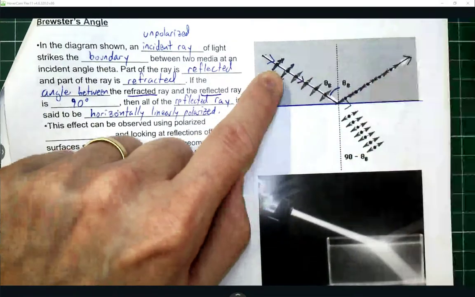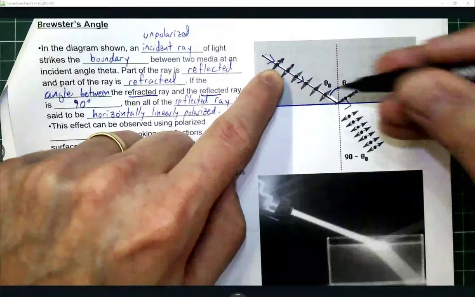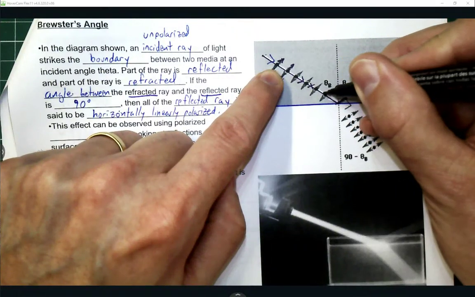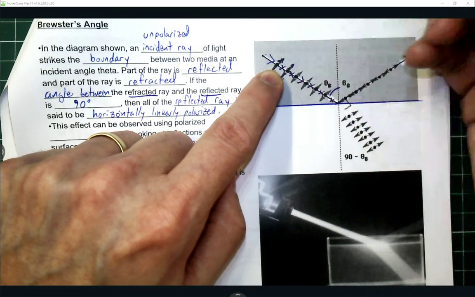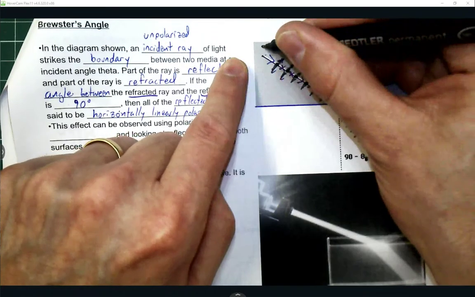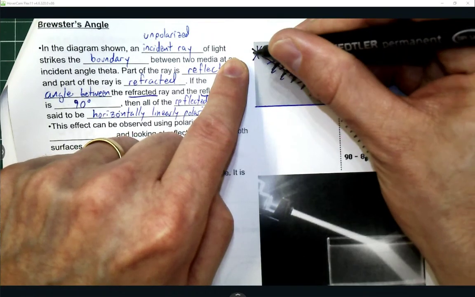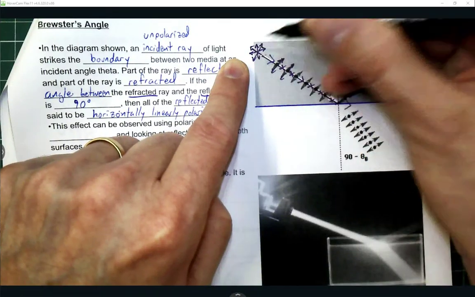And you can see those dots there. Those dots are meant to give the indication, and I'll put X's as well, because remember we were using dots and X's as code for in and out of the page, that there's electric field that's also wiggling in and out of the page. So what we're trying to say here, and it's hard to draw in 3 dimensions, is that the light coming in is unpolarized, right?